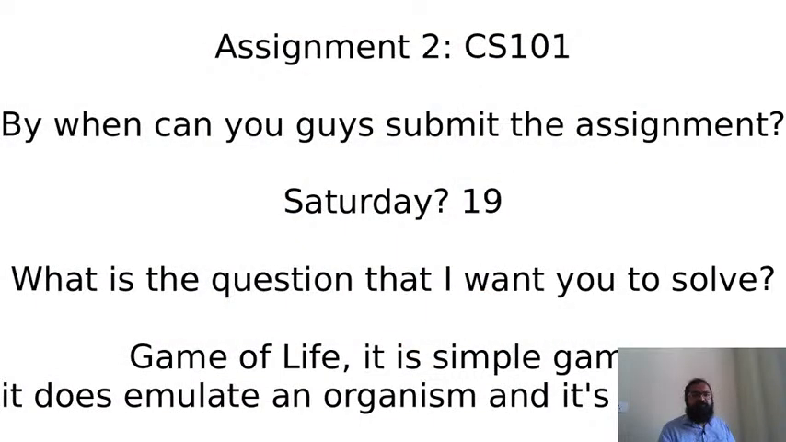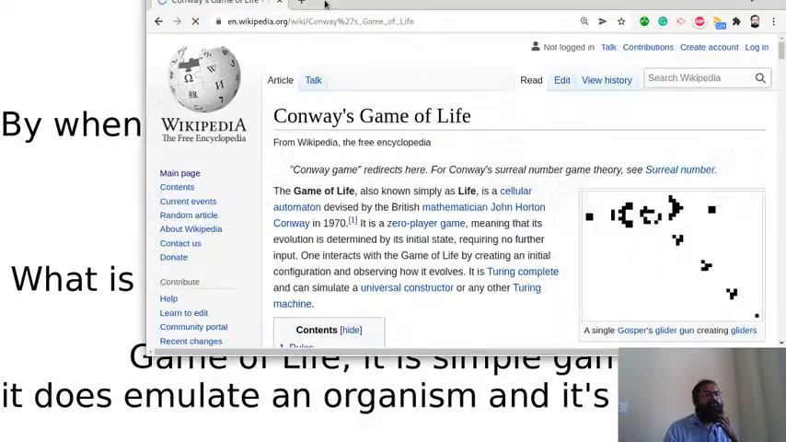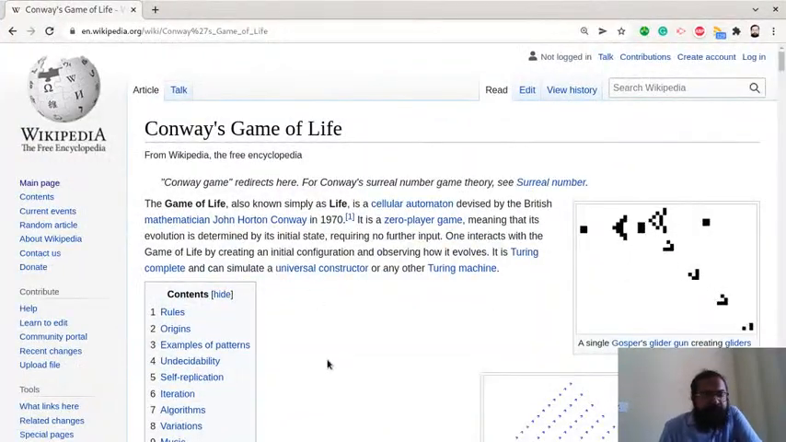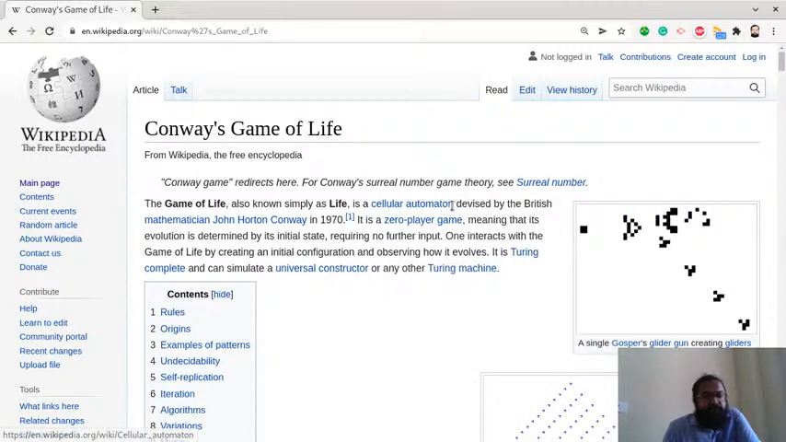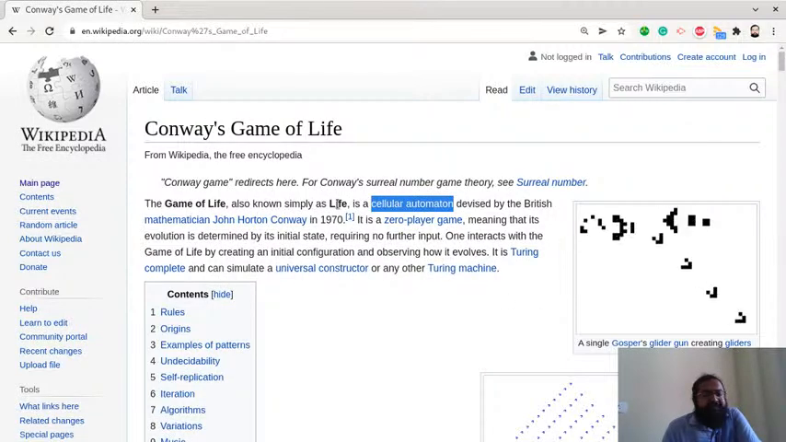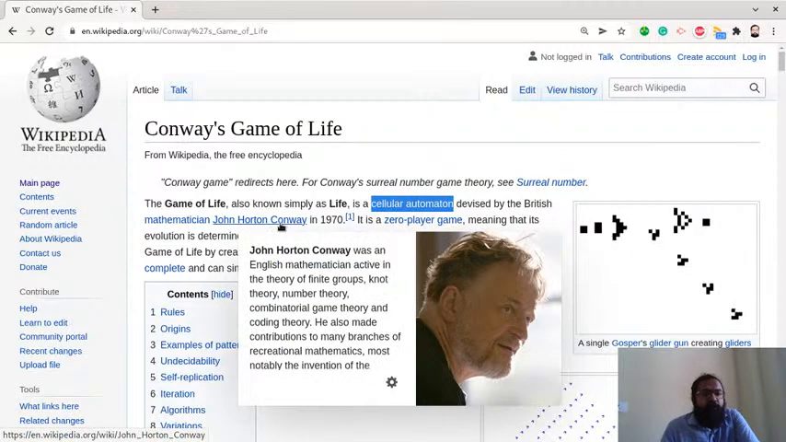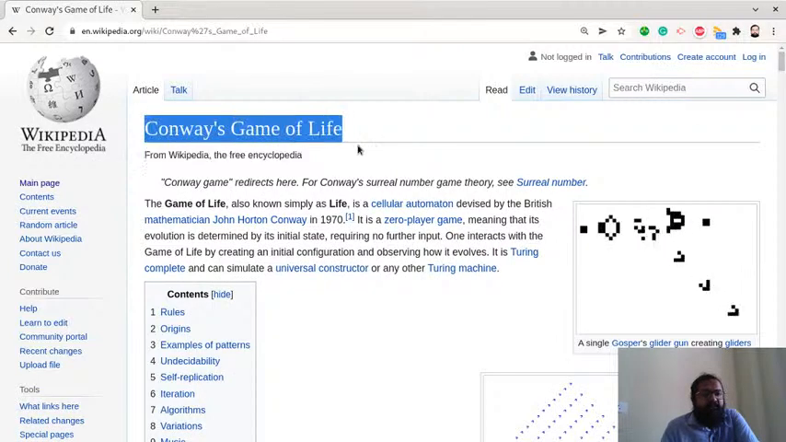Let's just search for Game of Life. Just a second. If I go to Wikipedia, I'll be able to see that. So this is the game. It's called Conway's Game of Life. As you can see, it's a cellular automaton. Game of Life, also simply known as Life, is a cellular automaton devised by the British mathematician John Horton Conway. So that's why it's called Conway's Game of Life.